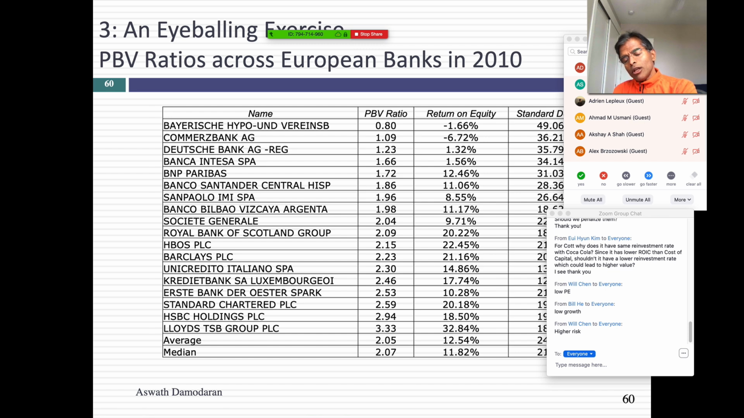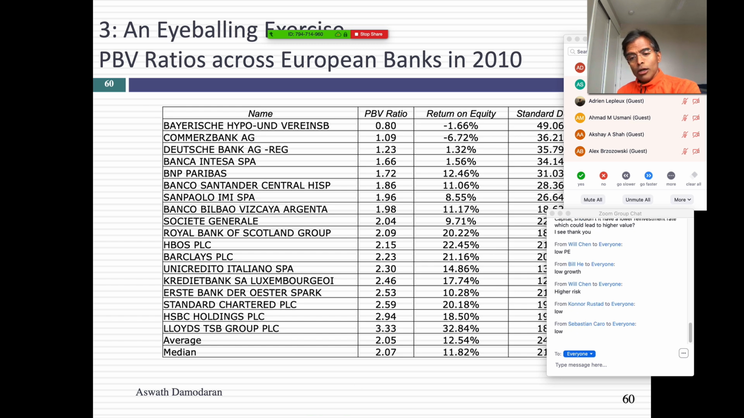Okay. What are you looking for? You're looking for mismatches, right? So if you're looking for a cheap stock, tell me what combination you want for price to book, return on equity, and standard deviation. On price to book, if you're looking for a cheap stock, you want low or high? You want low. Okay, good. For return on equity, if you're looking for a cheap stock, something that is trading at well below, you want a high return on equity. And for standard deviation, you want low or high? You want low. So basically, you want low price to book, high return on equity, low standard deviation.